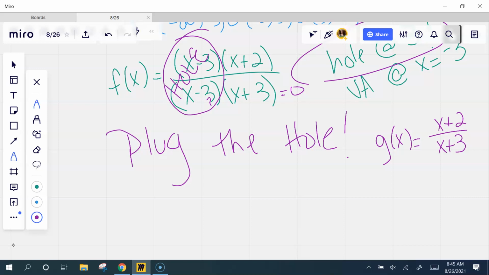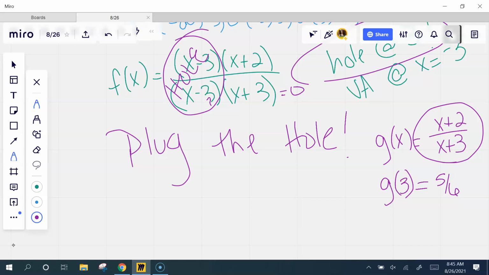Do you agree this is the same thing with the discontinuity removed, with the hole discontinuity removed? So, basically what we do is we plug in that, everywhere x is. So, wait, why would it be g of 3 though? If you plug 3 into here, once the hole has been removed, what do you get? Well, you would get 5 over 6.